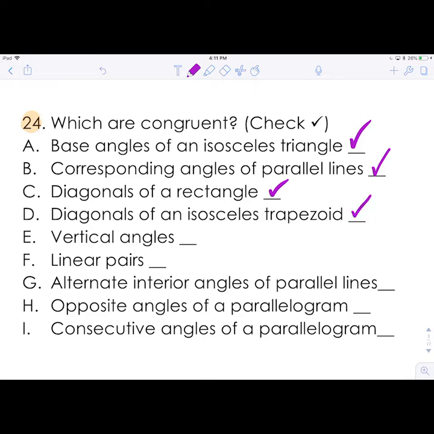The vertical angles, those are congruent. A linear pair, that's supplementary. Alternate interior angles, that's congruent. Opposite angles of a parallelogram, those are congruent, and the consecutive angles of a parallelogram, those are supplementary.